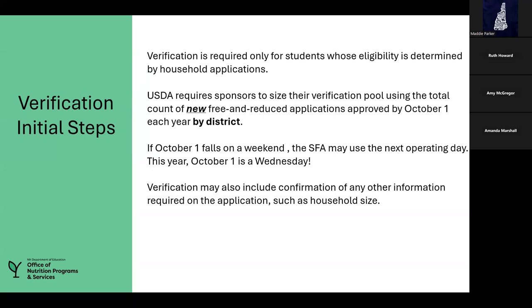To begin verification, the School Food Authority may project the number of approved applications, the sample pool, it anticipates will be on file as of October 1st. This projection is based on prior year's experience, for example, the number of approved applications in previous years. The final sample pool is the actual number of approved applications on file as of October 1st.